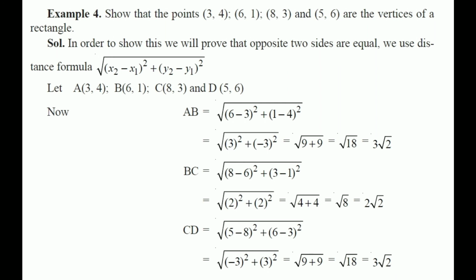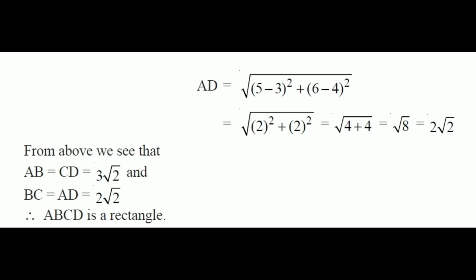Similarly, we find out the distance of the fourth side AD, that is equal to √((5 − 3)² + (6 − 4)²). This becomes √(2² + 2²) is equal to √(4 + 4) equal to √8, and it is 2 into 2 into 2. Therefore, 2 comes outside, 2√2. The fourth distance is 2√2.